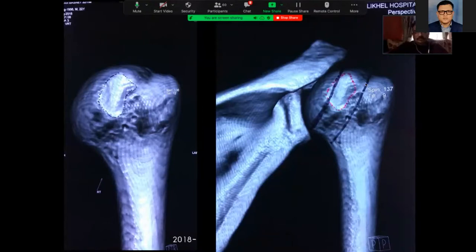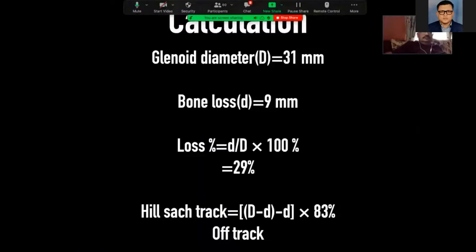So we go medial from that point, and the 83% of that we will draw, and accordingly we will find out whether this is off track or on track. If this Hill-Sachs lies over this tracking diameter, then it is on track. If it lies out of this, then it is off track. So this is the brief thing, and we will be posting that video.